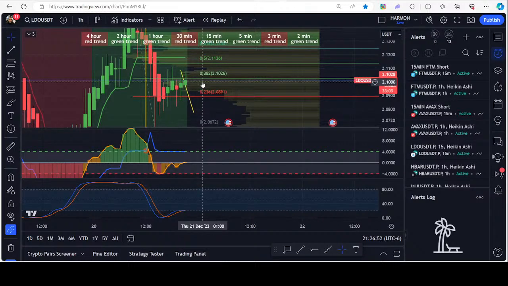So the basis is always the same. You're trading the 15-minute moon and trend, but you're only trading it when it's supported by the 1 hour moon and trend. Does that make sense?